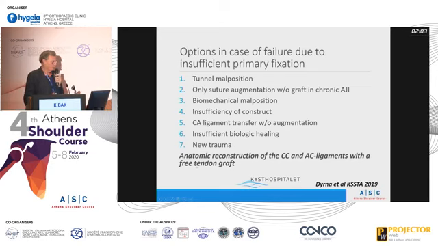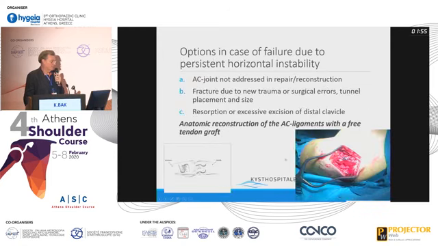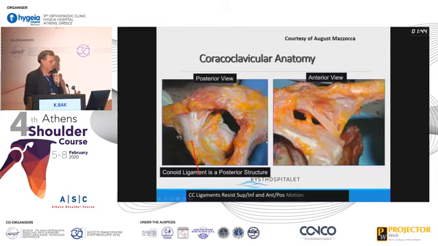So Diana et al. suggested these. If you have technical problems, you should use an anatomic reconstruction with a CC and AC ligament with a free tendon graft. Whereas if the problem is a persistent horizontal instability, you should use an anatomic reconstruction of the AC ligament, also with a free tendon graft. But this is low evidence.